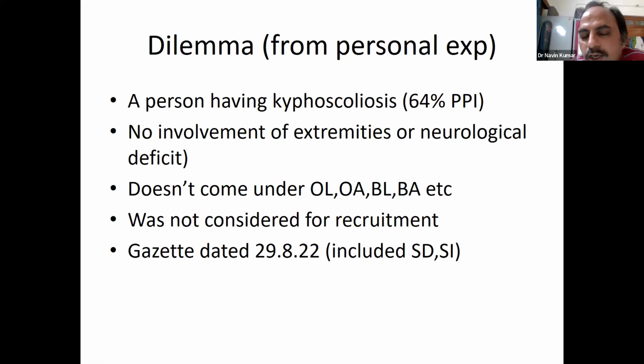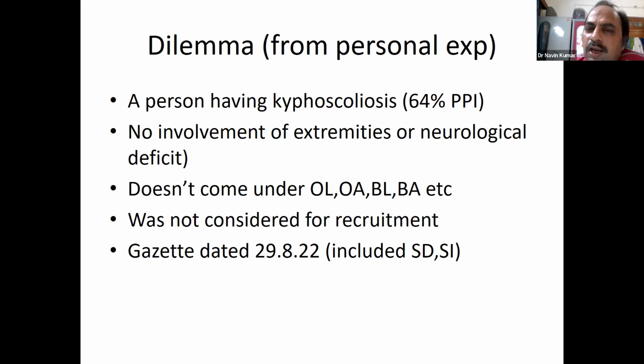Now I will give you two examples that I have seen in my personal experience when I am doing this for my institute or medical boards. There are two different examples. One person got some recruitment for a lab technician post. I don't remember clearly, but I remember lab technician post. He was having kyphoscoliosis, and as we did the calculation, as per our Cobb angle and all this assessment, 64% was found, but there was no involvement of extremities or neurological deficit.